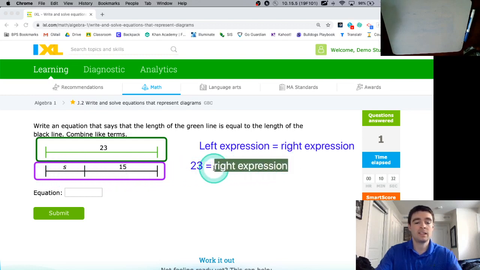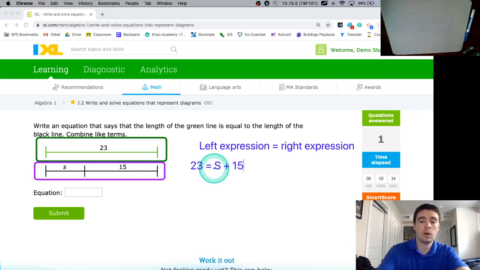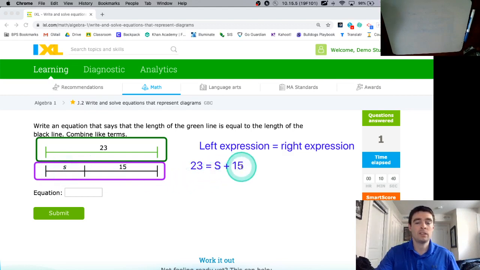I don't know what S stands for yet. It could be any quantity. To me it looks like it's smaller than 15, but I don't know what S represents yet. So because S and 15 are not like terms, I'm going to put a 1S. There's really one copy of S here. And as I noticed, their directions said combine like terms. The only like terms are the 23 and the 15. But I'm not allowed to combine those.